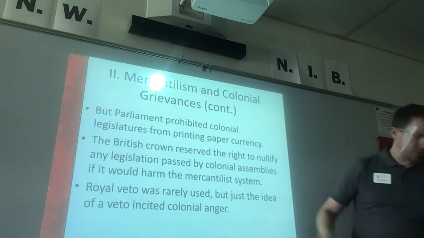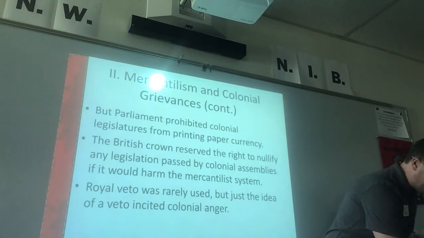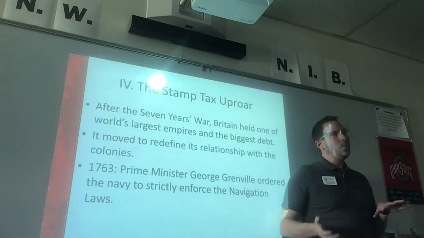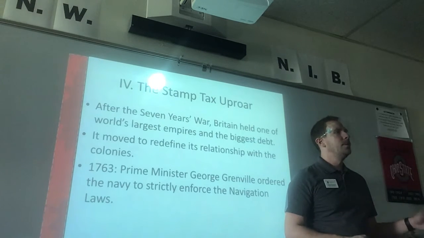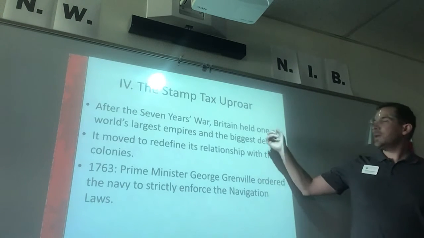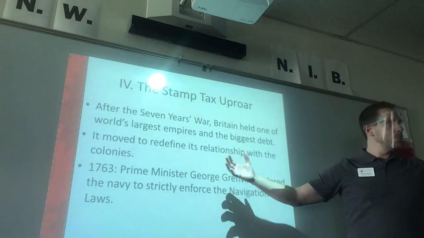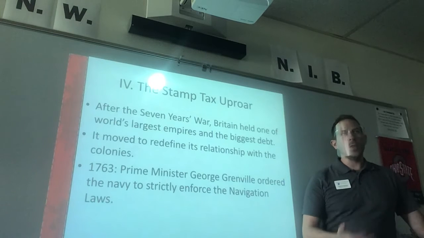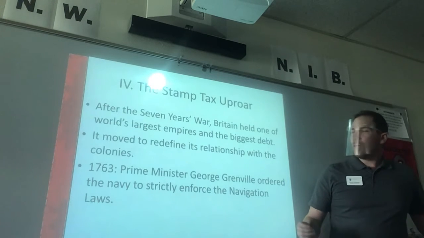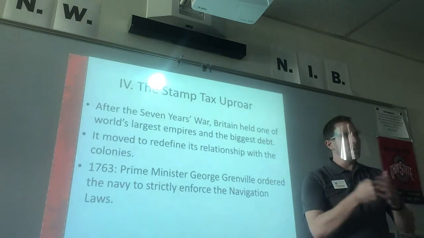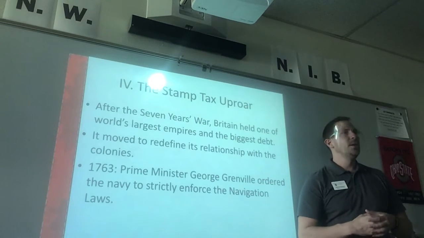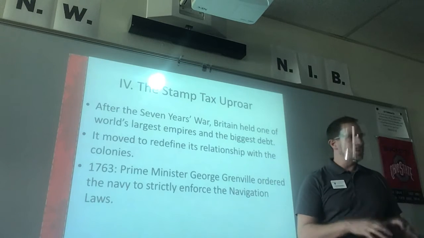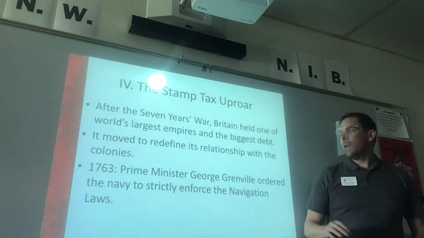Let's see. We'll skip on to the next one. After the 7 Years' War, which is called what in the colonies? French and Indian War. Britain had the largest empire in the world, but also the largest debt in the world. So they won that, but they owed a lot of people a lot of money. And so this is where they were frustrated with the colonists because they thought, you need to pay more because we protected you. The colonists felt that's Britain's duty to protect us. We don't want to pay more.